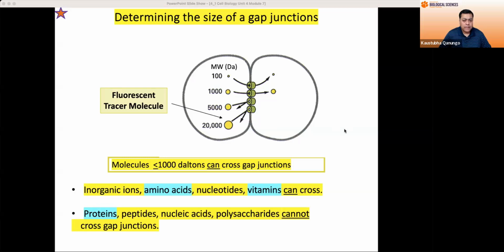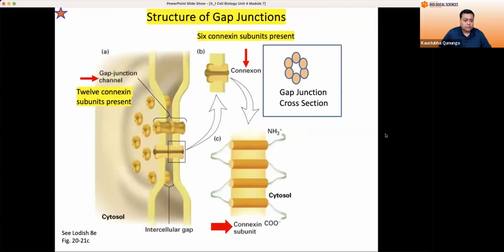All right, so that will do it. And then what we are looking at is the structure. You have cell 1 on the left-hand side, and cell 2. The gap junction is made up of two halves. You have one half on this side and another half on this side. This structure is known as the connexon. Right here is a connexon.